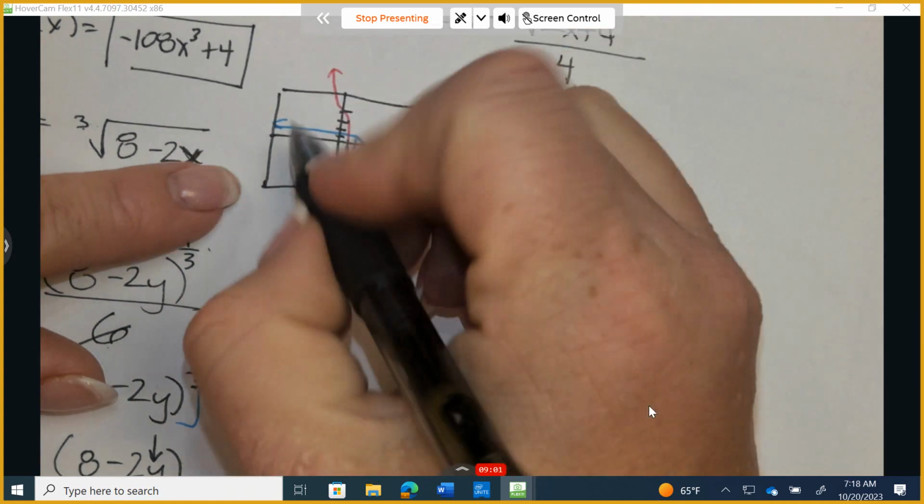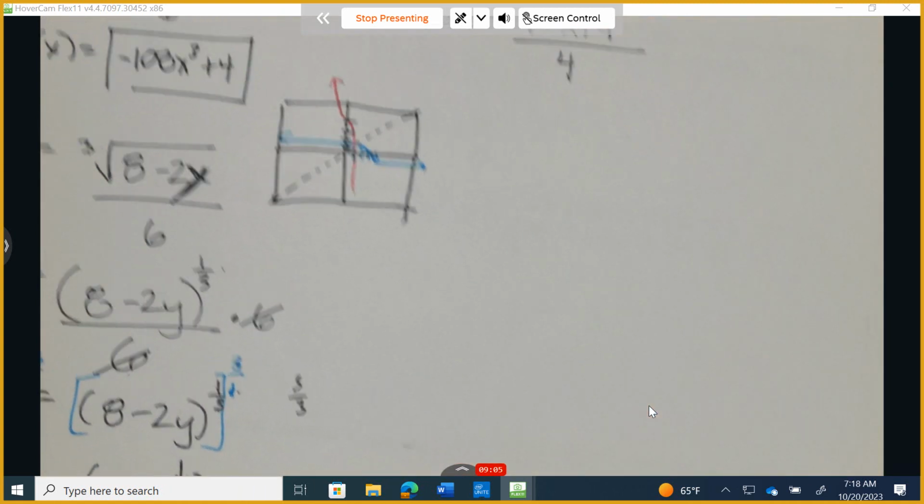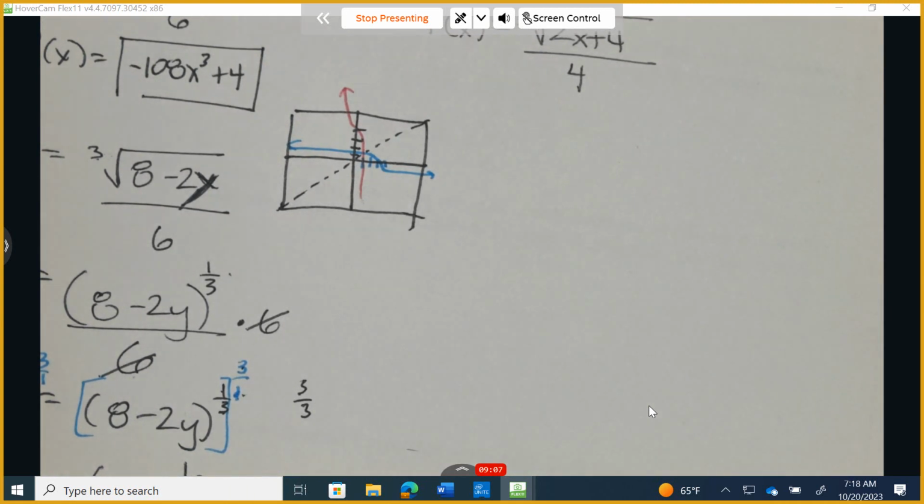So here's what I have. His sheet didn't go directly through this, but please do yours directly through this. The line y equals x will always cut through the first and the third quadrant, evenly through the first and the third quadrant.